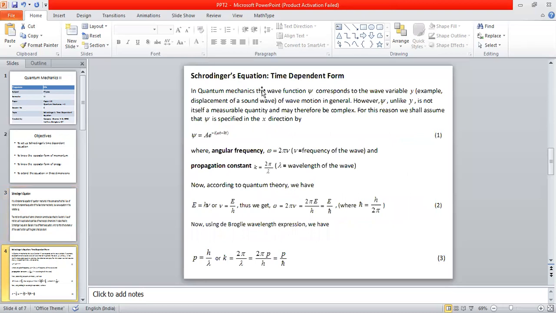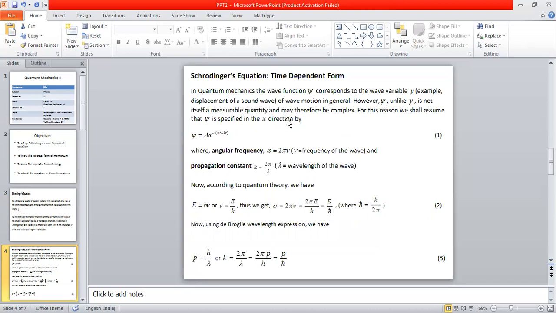Time-dependent form of Schrodinger's equation, the time-dependent equation. In quantum mechanics, the wave function psi corresponds to the wave variable y. If you consider a one-dimensional wave, for example a sound wave, that wave is represented by an equation which involves the displacement of a particle in the sound wave, and the displacement is denoted by y.